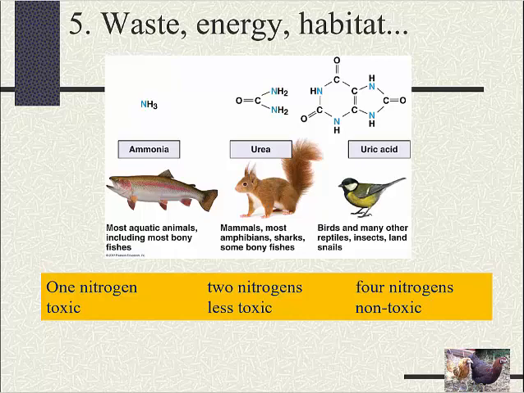Mammals, most amphibians, sharks, and some bony fishes excrete their nitrogenous waste as urea. You can see urea here in the uppermost picture. It contains 2 nitrogen atoms, so it costs a little more to put it together in this form. However, it is less toxic and therefore doesn't need to be as dilute.